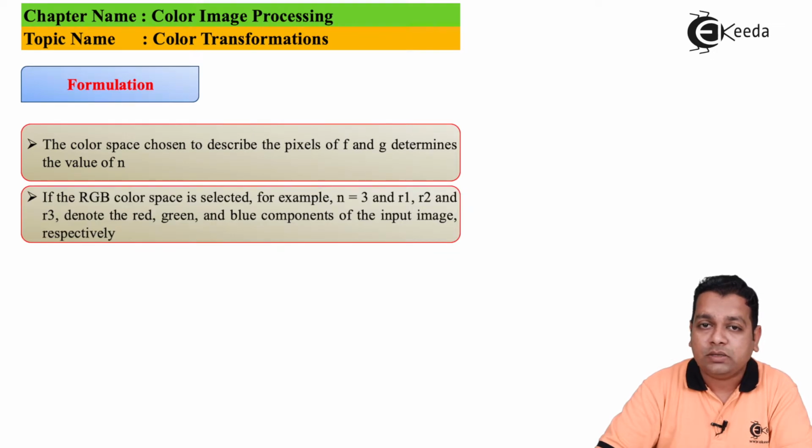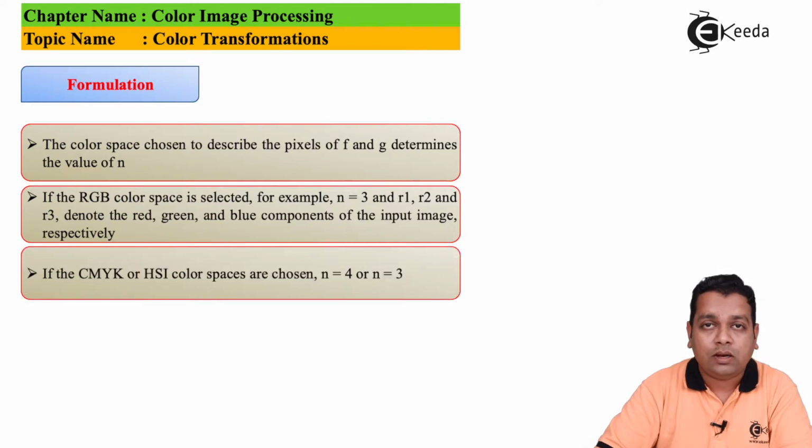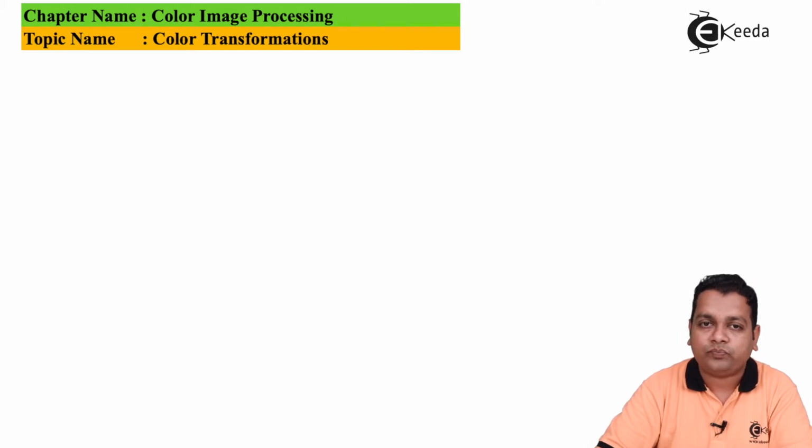If the RGB color space is selected, for example, we shall have small n equal to 3. Therefore, we shall have r1, r2, r3, denoting the red, green and blue components of the input image respectively. If we have the CMYK model or HSI color space, the corresponding values of n shall be 4 for CMYK, and for HSI it will be 3 again.